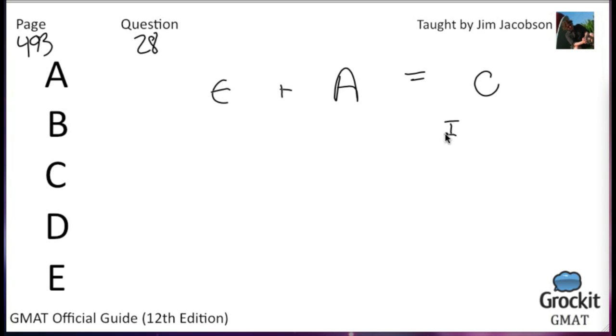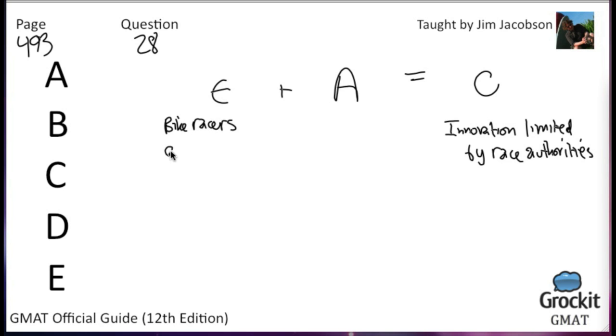So the conclusion: innovation limited by race authorities. Okay. The evidence is that bike racers drive innovation demand.